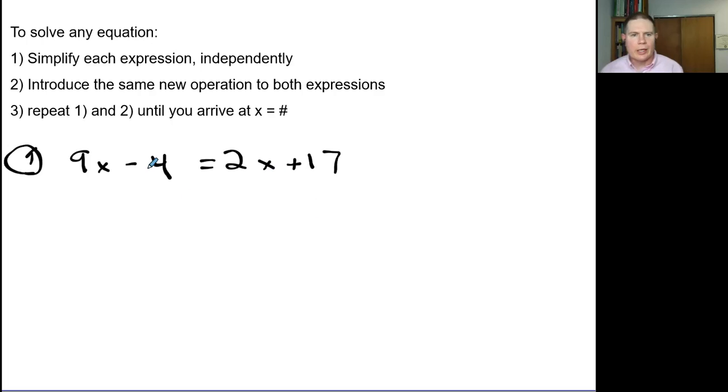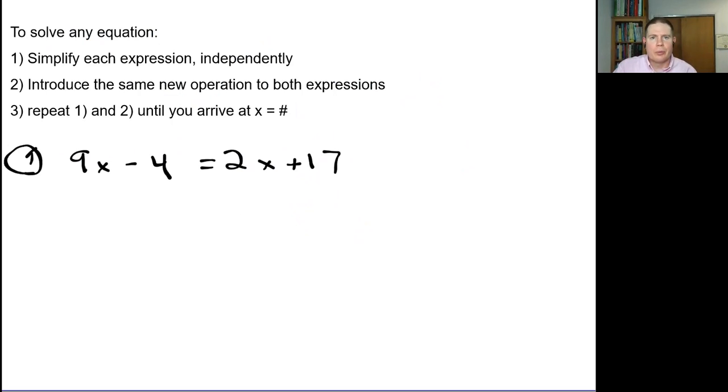Right? This one, again, is already in that simplified version. There's no need to do step 1 to start because they're already simplified. I have a constant term and a variable term, constant term and variable term. So try on your own, introducing the same new operation to both expressions. We want to move the terms first. So you have 4 choices. Which one do you want to do first?